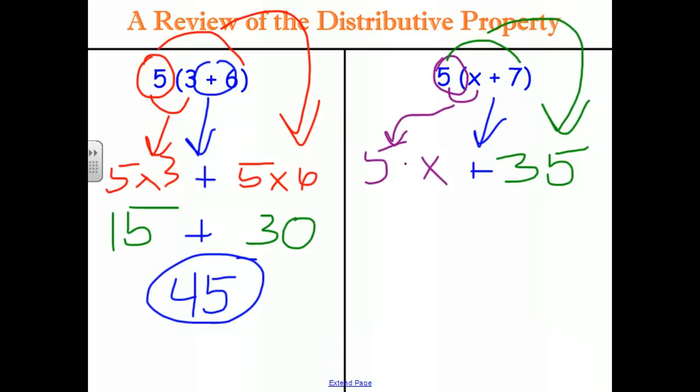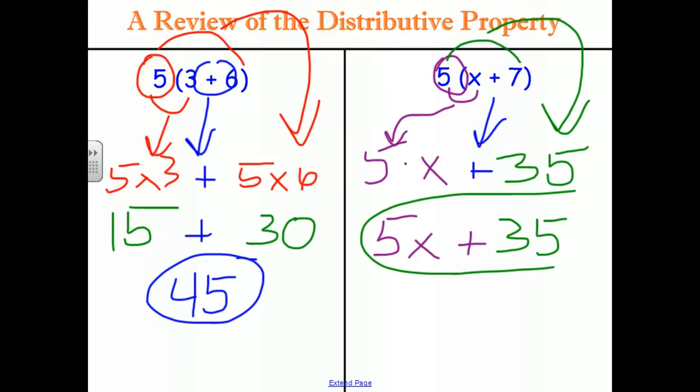Now 35 is what it is. It's the number 35, and we really can't simplify 5 times x anymore. But what we do is we eliminate the multiplication sign and just write it 5x. 5x represents 5 times x. Keep the addition sign, and we have 35. 5x plus 35 is what the distributive property says is the same thing as 5 times x plus 7. And in fact, it is the same as 5 times x plus 7.